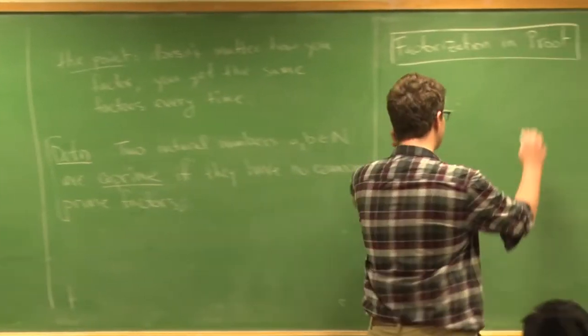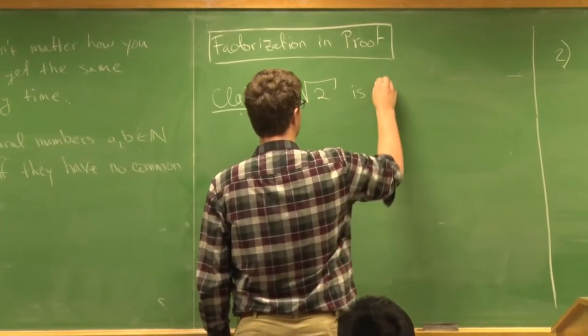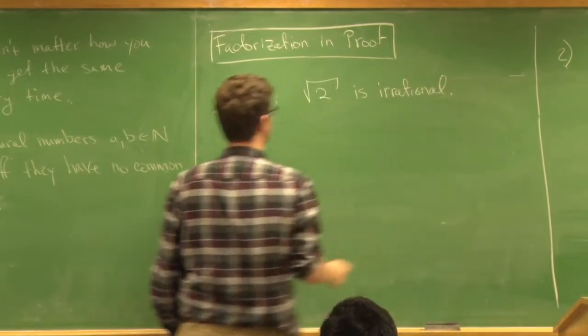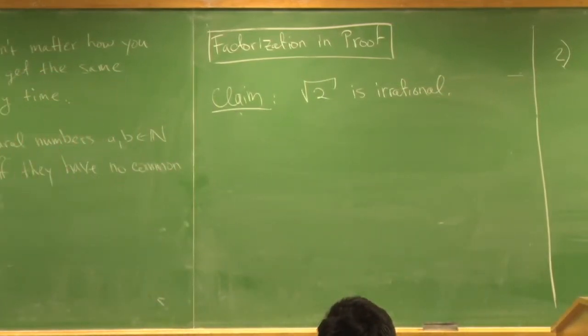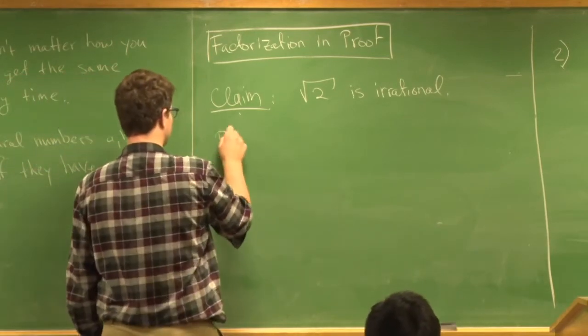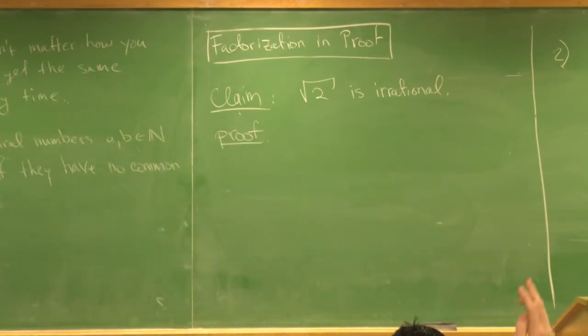Okay, so let's do this one. This one's fun. We're going to do two irrationality proofs. So square root of 2 is irrational. Okay? So this is fun. So proof. How can I prove this, guys? What's the technique that we have? Proof by contradiction. Okay, let's do that.